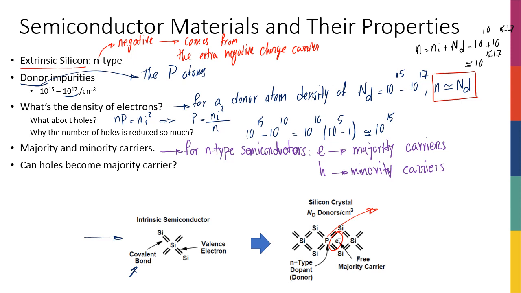And the last question is: can holes become majority carriers? You can think about it, and the answer is quite intuitive. Yes, of course. If instead of introducing a phosphorus atom of group 5 into my silicon crystal, I introduce a group 3 material, then instead of having an extra electron, I'm going to have a shortage of one electron, meaning an extra hole in my covalent bonds, right? That's what we're going to talk about in the next slide.